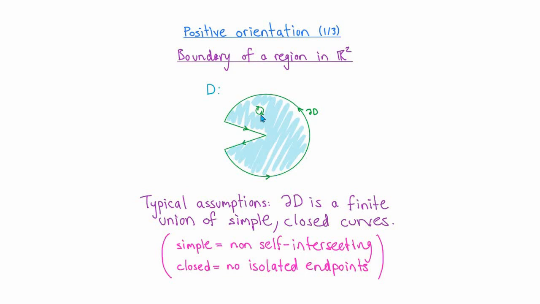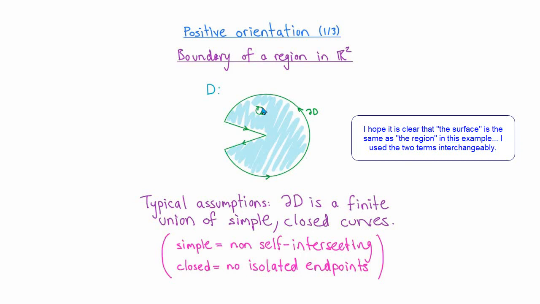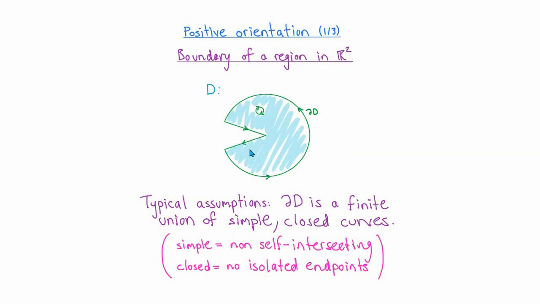But if you're on a piece of the boundary which is on the inside of the surface, then the positive orientation is clockwise. In any case, just remember what I said, that the positive orientation is the orientation with the property that, as you walk in the positive direction, your left hand points in towards the surface.